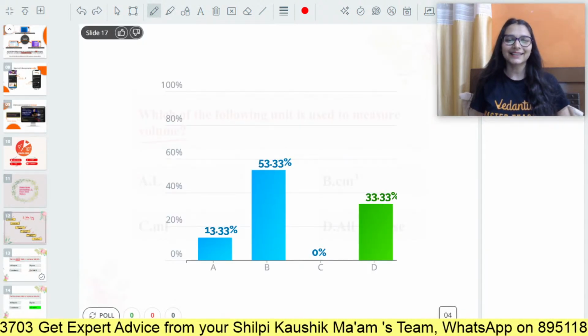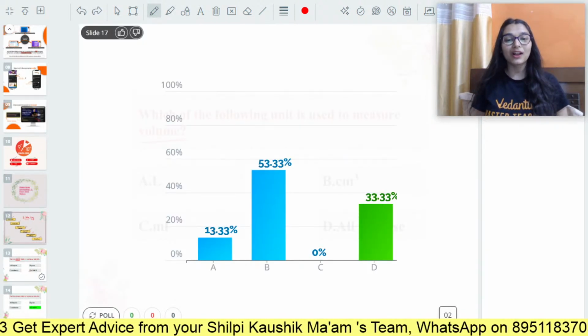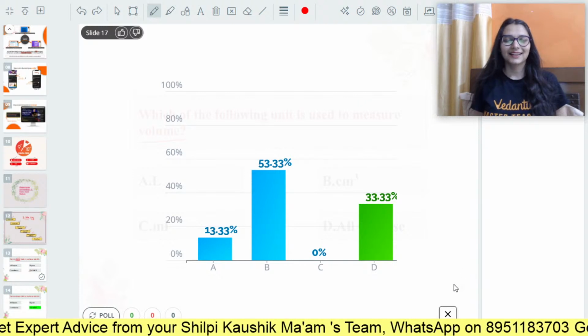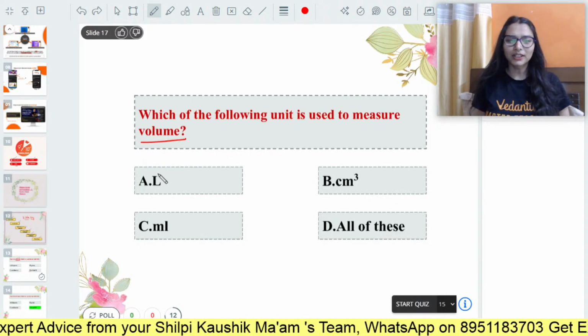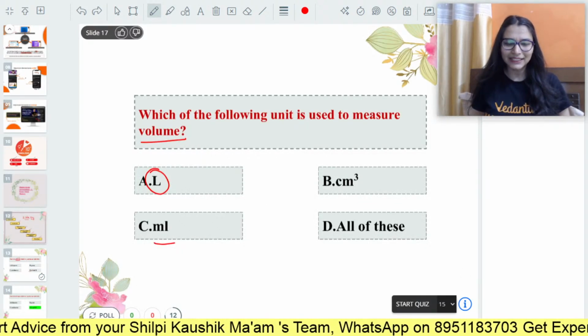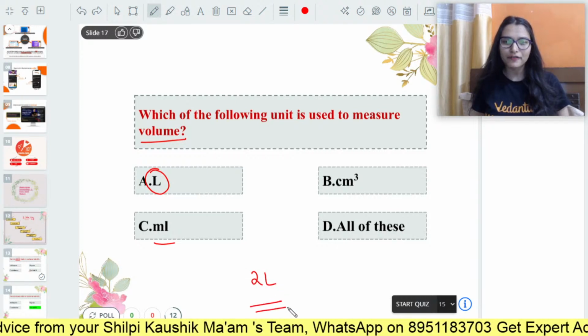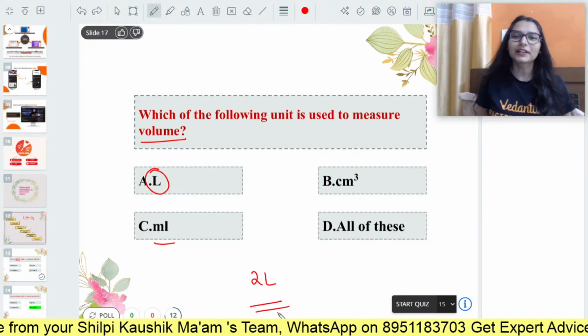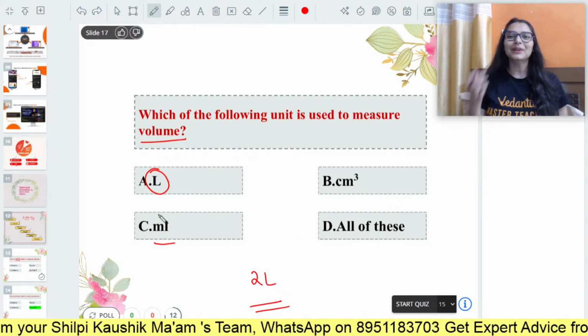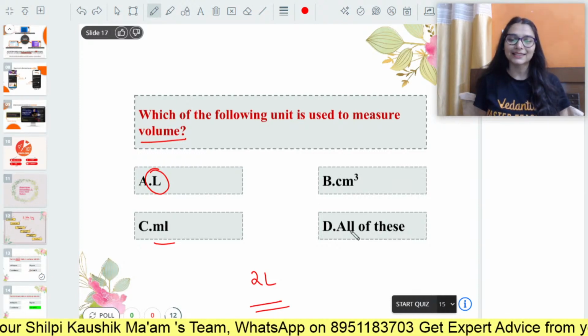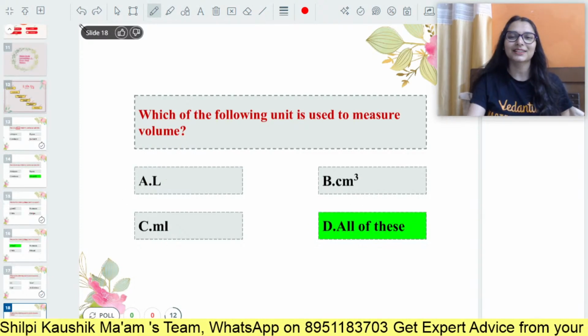I see that, guys. For your information, all of these are the units to measure volume. You don't measure it in liters and milliliters. You don't say 2 liter of milk, that is its volume. You say 100 ml of water, that is the volume, and centimeter cube. All of these were the units of the volume.